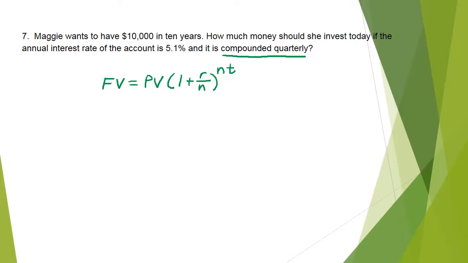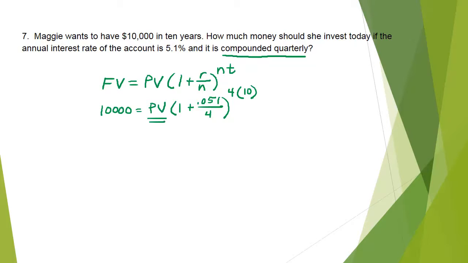So the question here is, how do we get $10,000? Well, how much money does she have to put into the account? This will be 1 plus 0.051 divided by 4, since quarterly is 4 times a year. So that's 4 times 10 years.